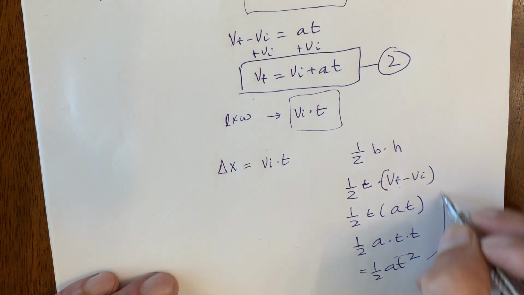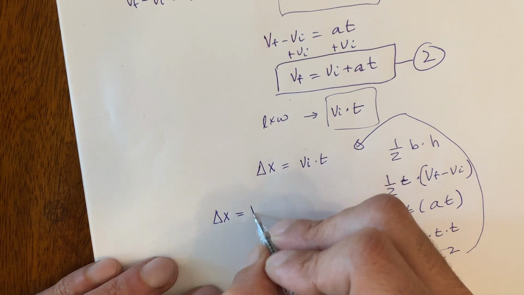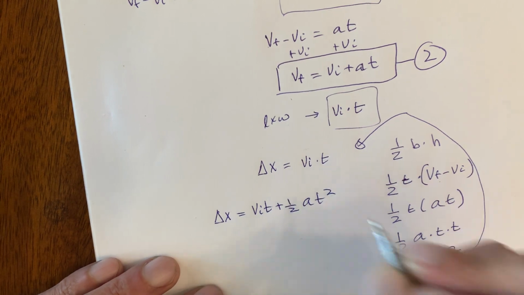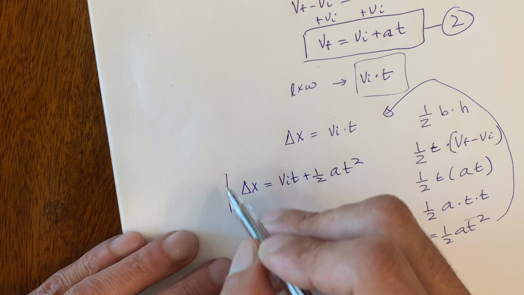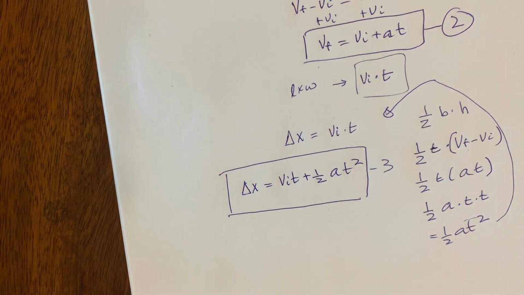So I bring that back up and add it up here. My total displacement is VIT plus 1/2 AT squared. And that is our third kinematic equation.